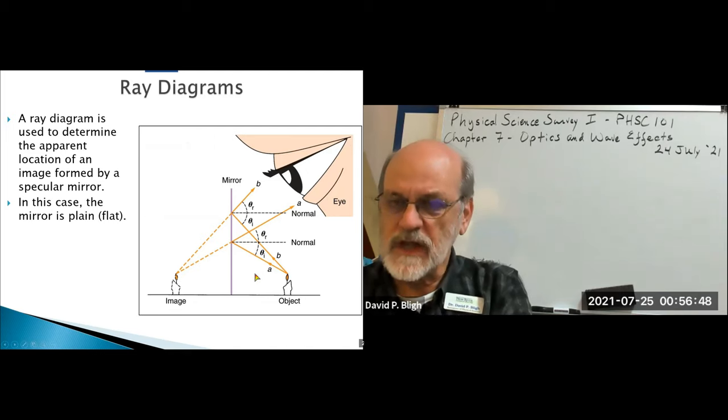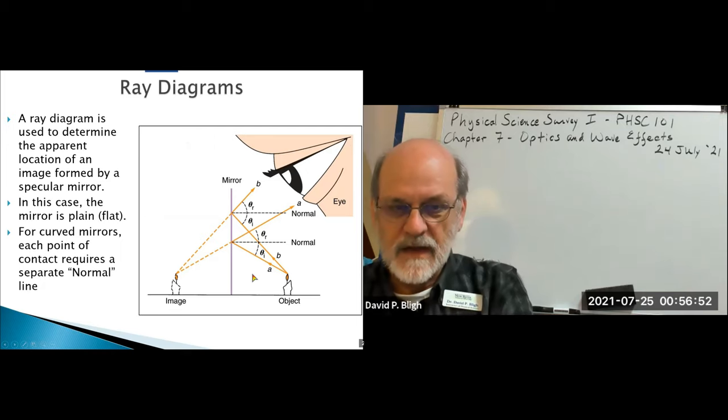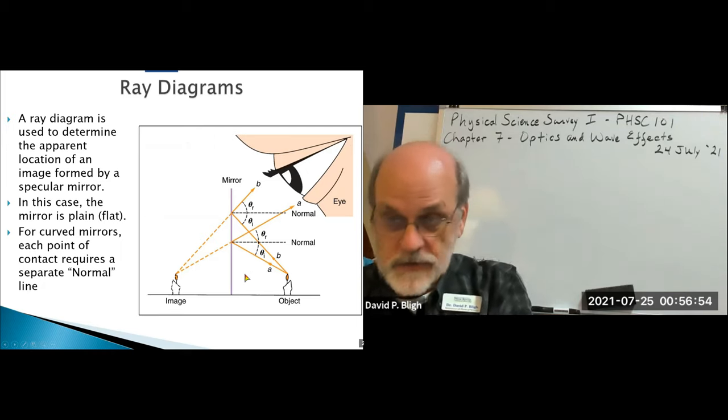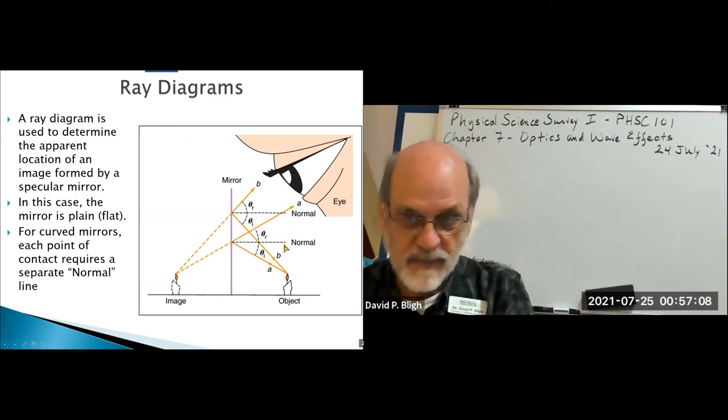But this is what it would look like for a flat surface. Curved mirrors will do the same thing. The difference being that for a flat surface like this, this normal here is parallel to that normal. But for a curved surface, this normal will not be parallel.